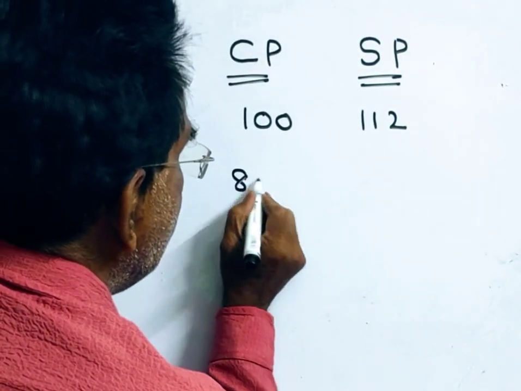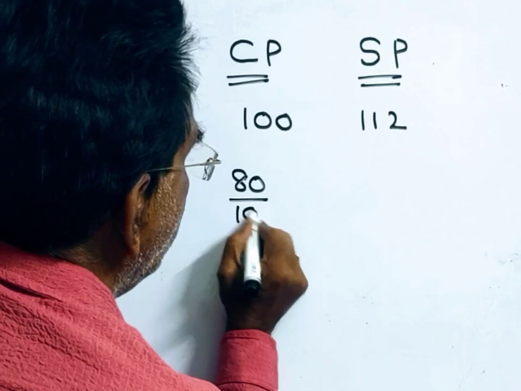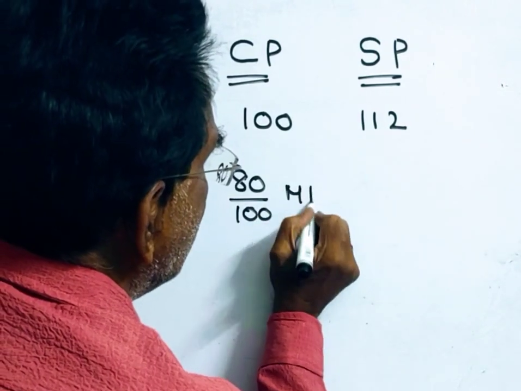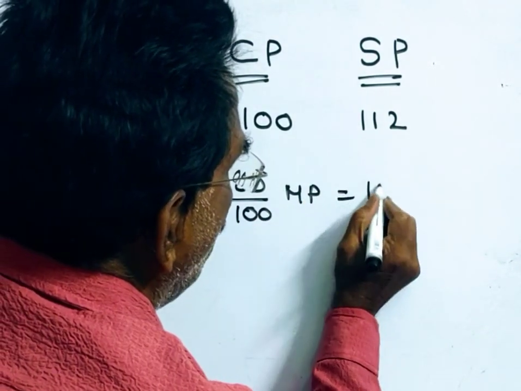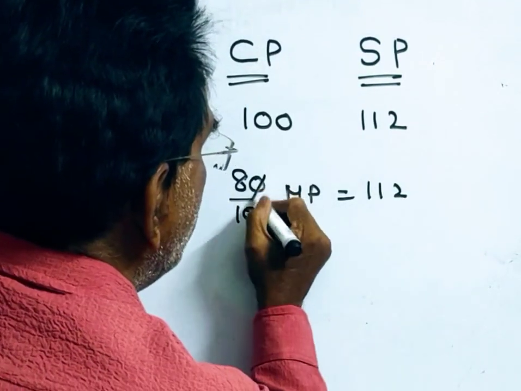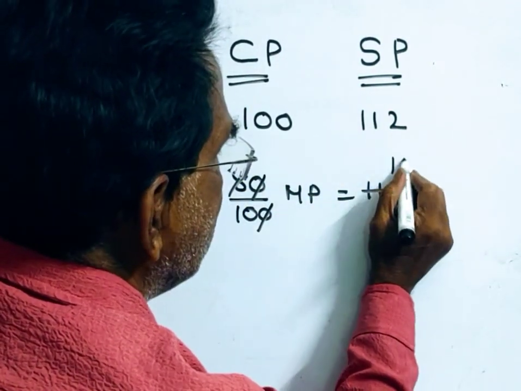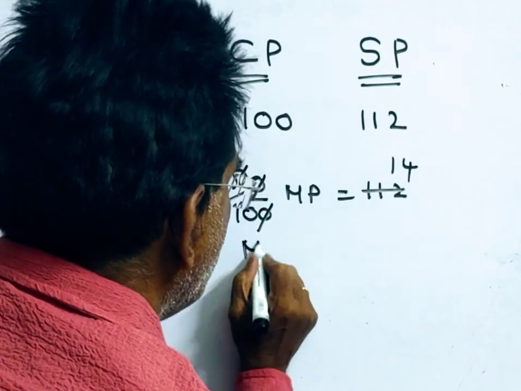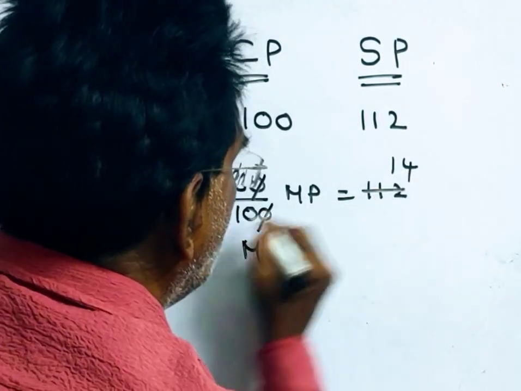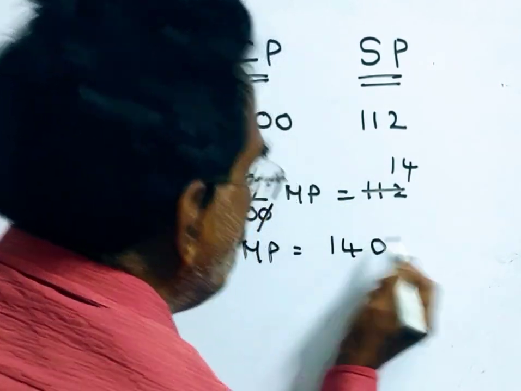So friends, 80% of the market price is equal to 112. 0 gets cancelled, 8 14s. So friends, market price is equal to 14 times 10, 140.